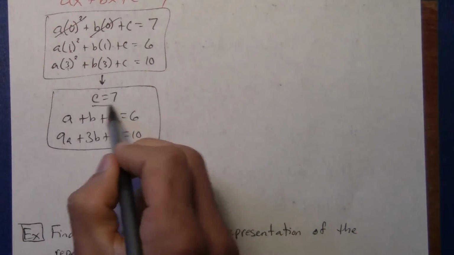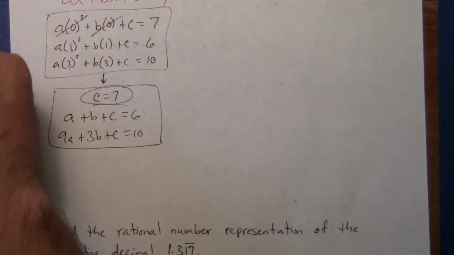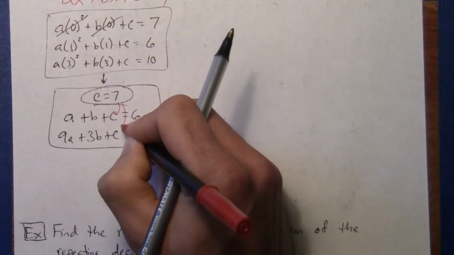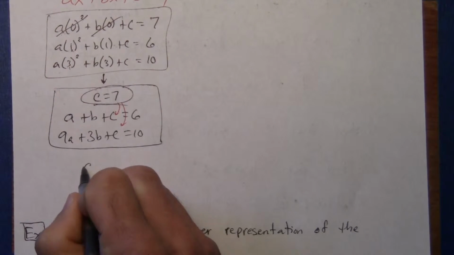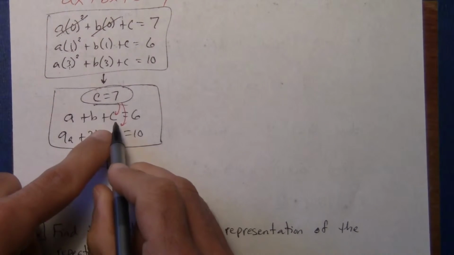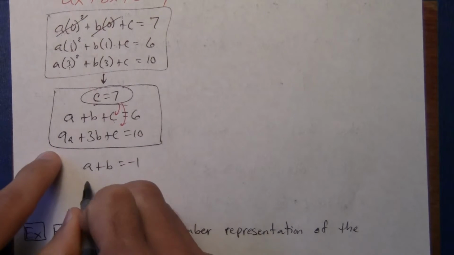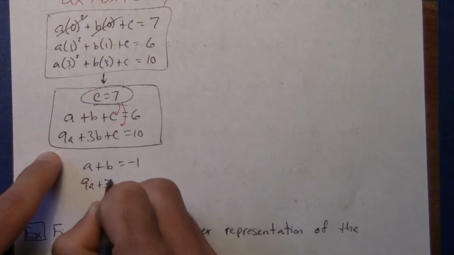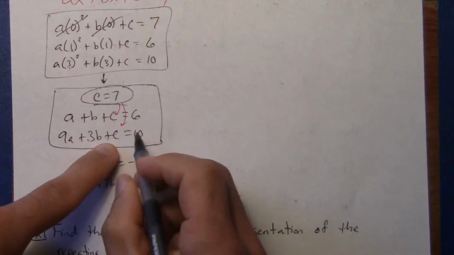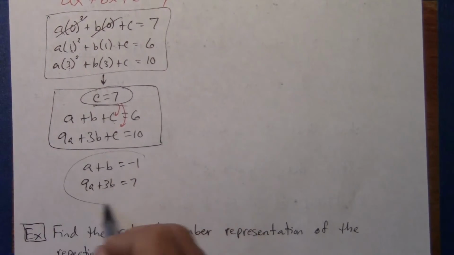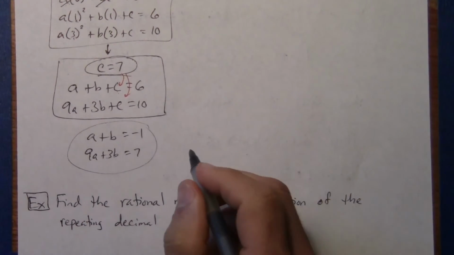Now the nice thing is I already know what c is. I guess if it was me, I would take that and plug it in here and then simplify it down. So this would be a plus b plus 7. If I subtract the 7 over, that would give me negative 1. Same thing for this one. This is 9a plus 3b plus 7. If I subtract the 7 over, this would give me 7. And now I just have to solve that little 2 by 2 system.